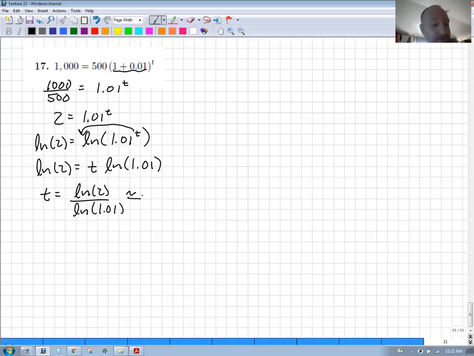Right, so 2 natural log, 0.693147118, and 1.01 natural log, 0.00995,033.